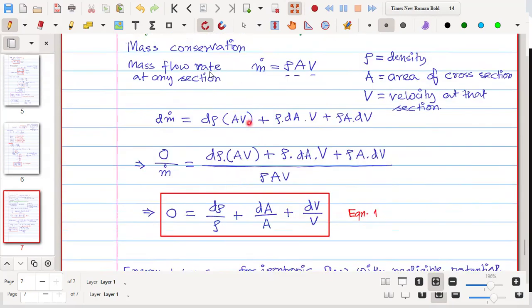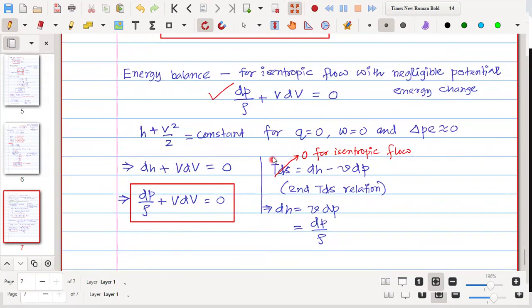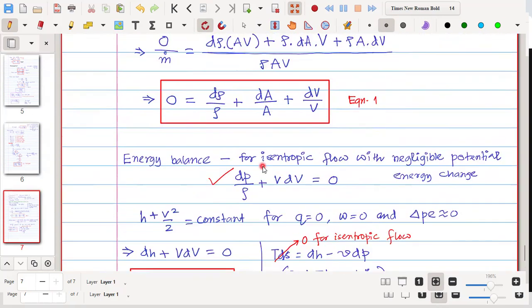So we started with the mass conservation, and we have got one differential equation here. Okay, so this is equation 1. Again, we analyze the energy conservation for the isentropic flow, and we have got this. So that is one dimension for isentropic flow, the energy conservation with no potential energy change. So now we will relate the area with this.